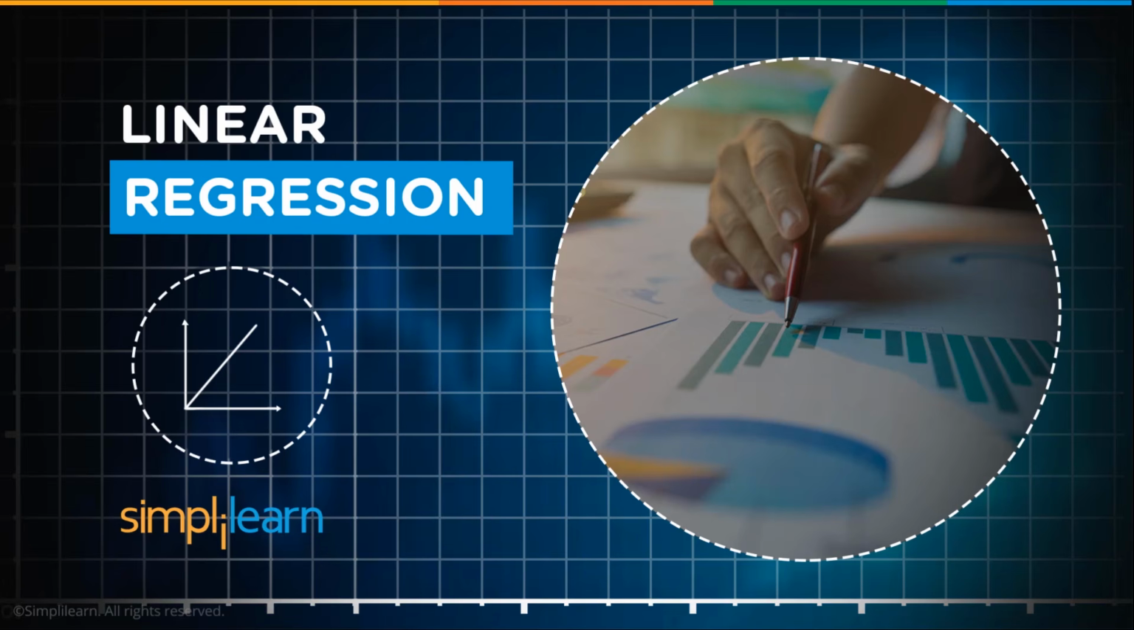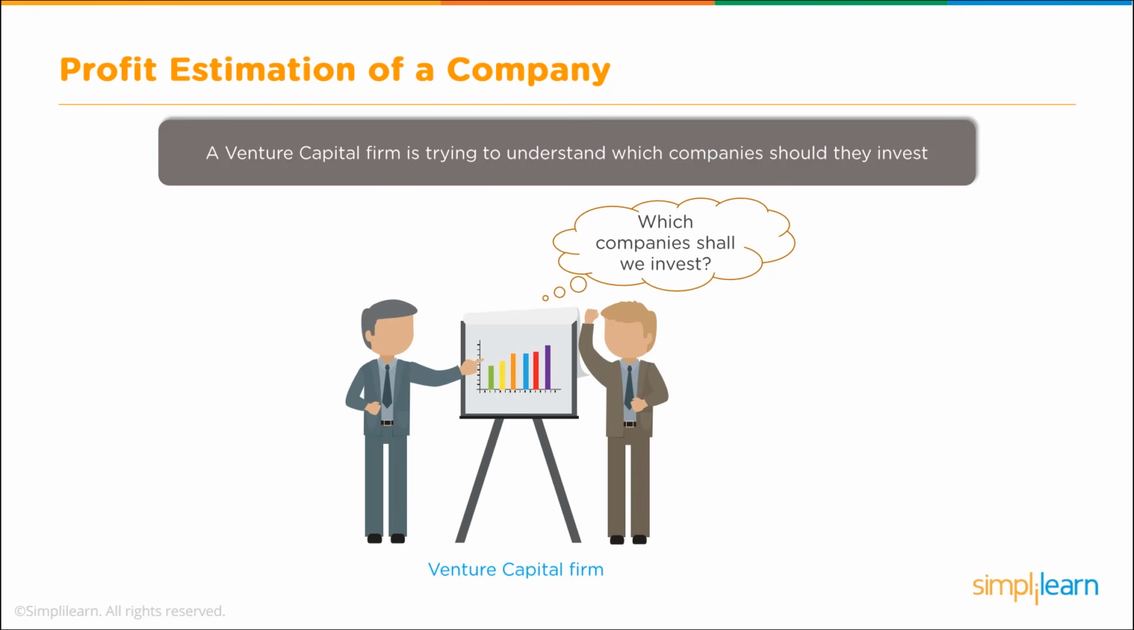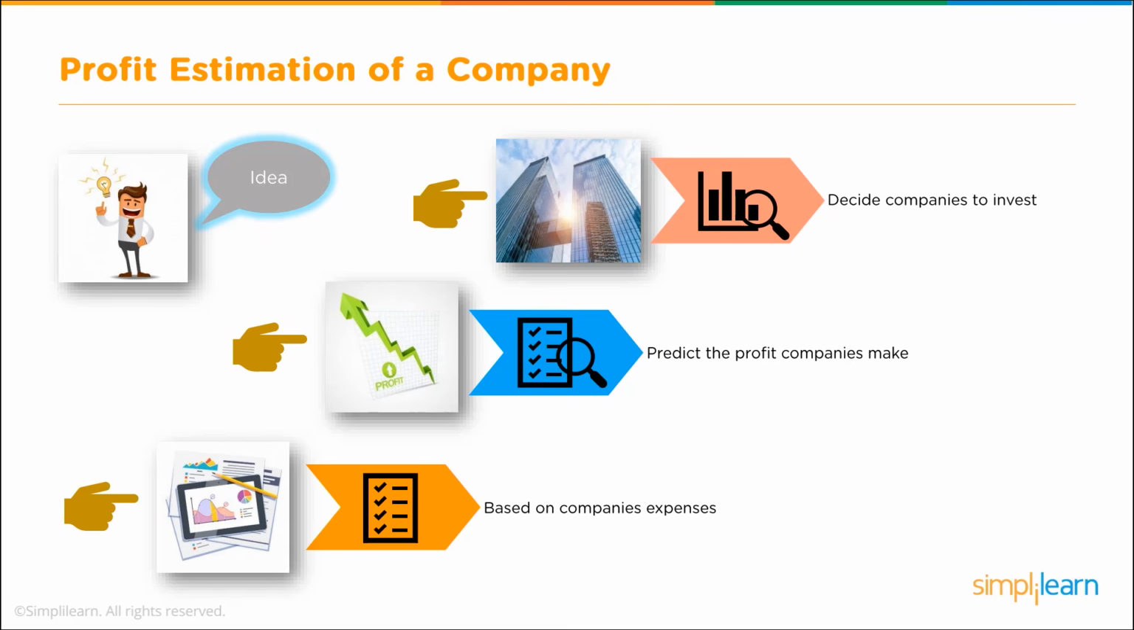I'm with Simplilearn. Let's look at an example of a common use for linear regression: profit estimation of a company. If I was going to invest in a company, I would like to know how much money I could expect to make. So we'll take a look at a venture capitalist firm and try to understand which companies they should invest in.